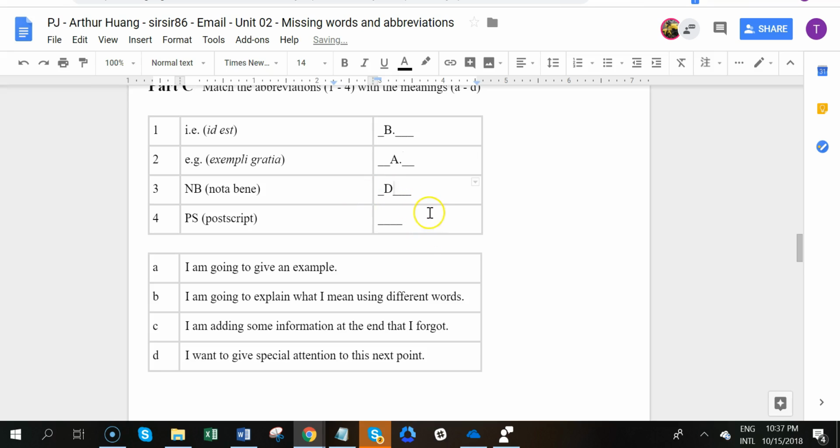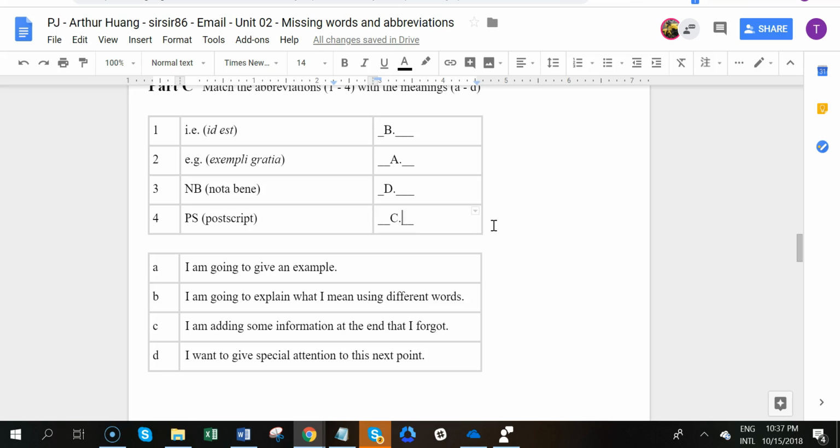And letter C is? Yes, PS or? Postscript. Yes, postscript. This is an English word. So the answer is letter C, I'm adding some information at the end that I forget.